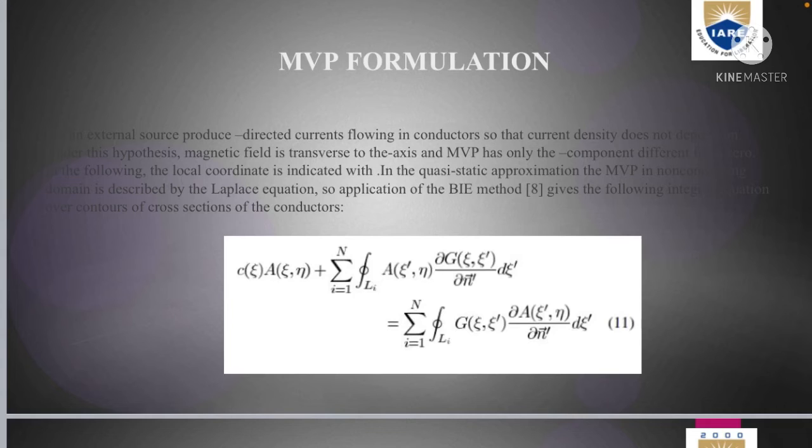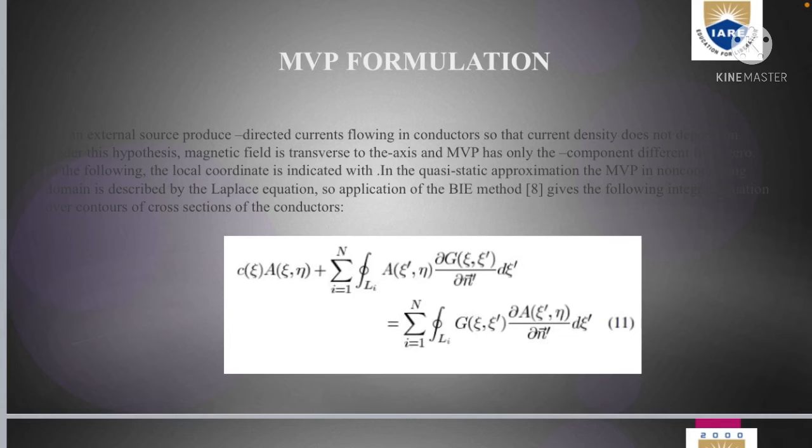MVP formulation. Let an external source produce a direct current flowing in the conductor, so the current density does not depend on the axial coordinate. Under the hypothesis that the magnetic field is transverse to the axis, the MVP has only the component different from 0. In the following, the local coordinate is indicated in the quasi-static approximation. The MVP in the non-conducting domain is described by the Laplace equation.